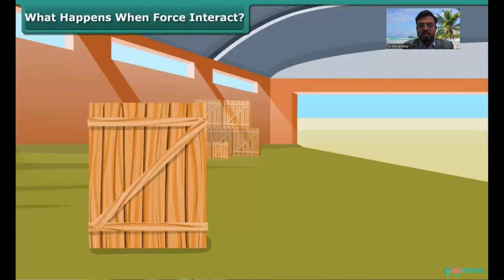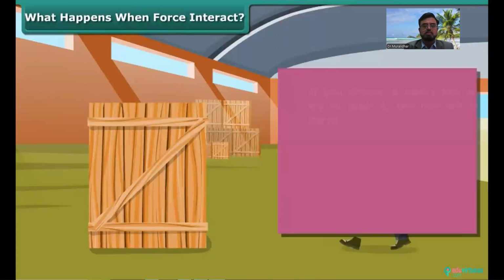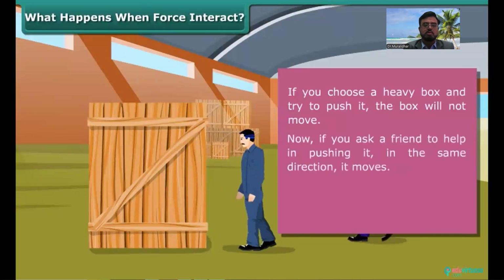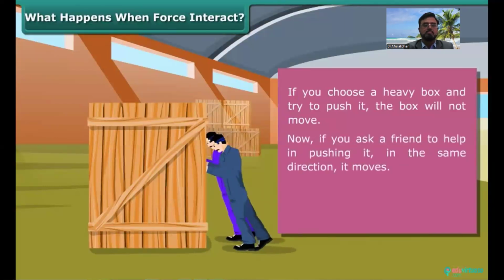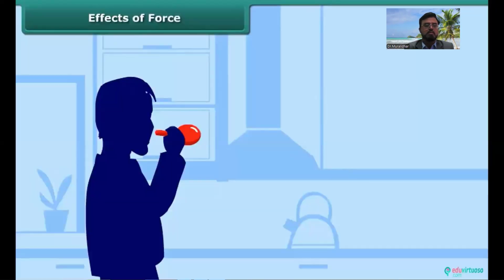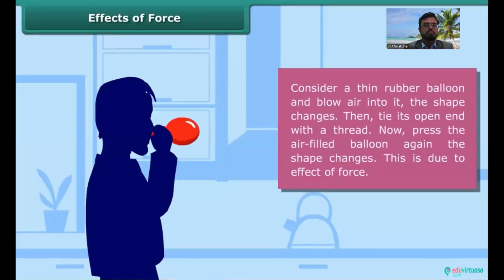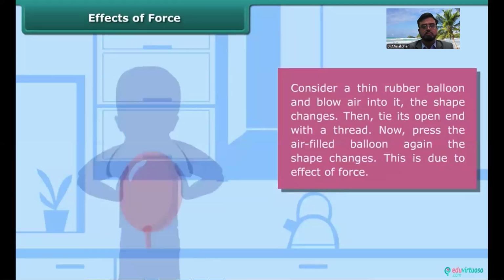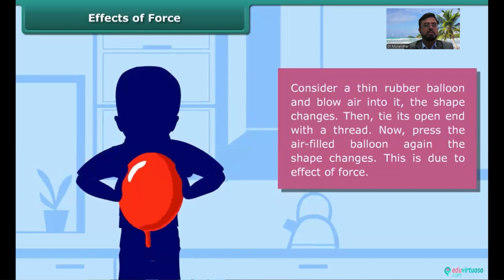What happens when forces interact? If you choose a heavy box and try to push it, the box will not move. Now if you ask a friend to help in pushing it in the same direction, it moves. This experiment proves that the forces are acting in the same direction add up. Effects of force. Consider a thin rubber balloon and blow air into it, the shape changes. Then tie its open end with a thread. Now press the air-filled balloon, you will see again the shape changes. This is due to effect of force.